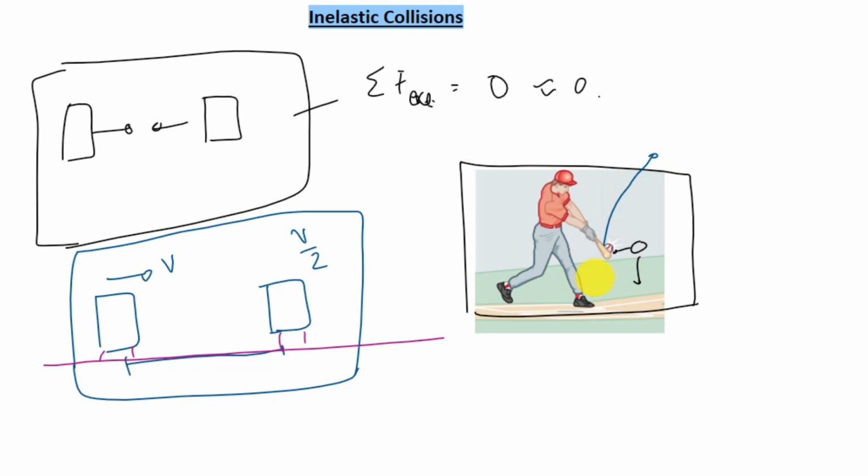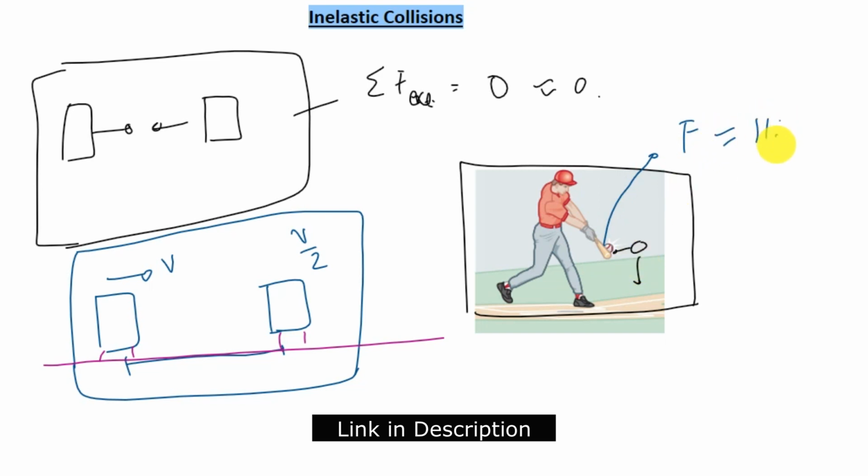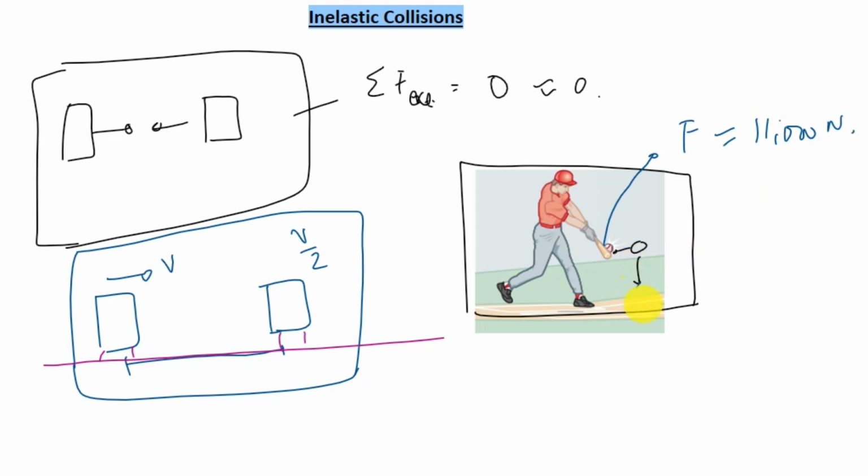And we discussed this example in the last video: when these two objects, the ball and the bat, interact, the internal force between them is near about 11,000. If you take the gravity force mg, it is far less than this value, so we can neglect it and approximate it to zero as compared to this. So we can consider this to be a collision.